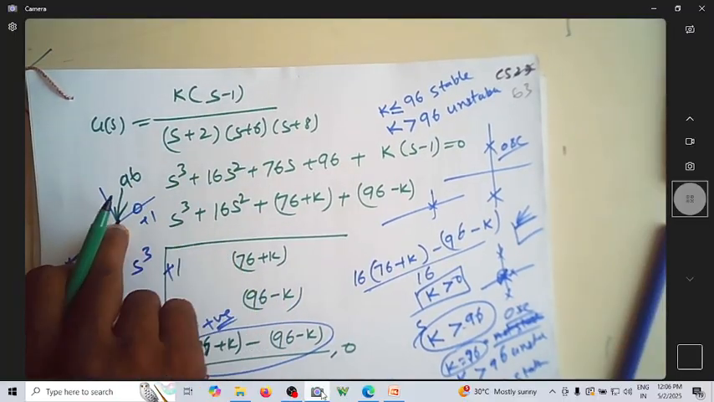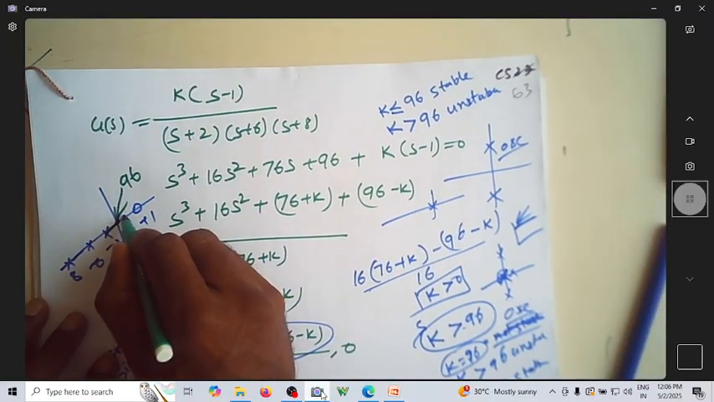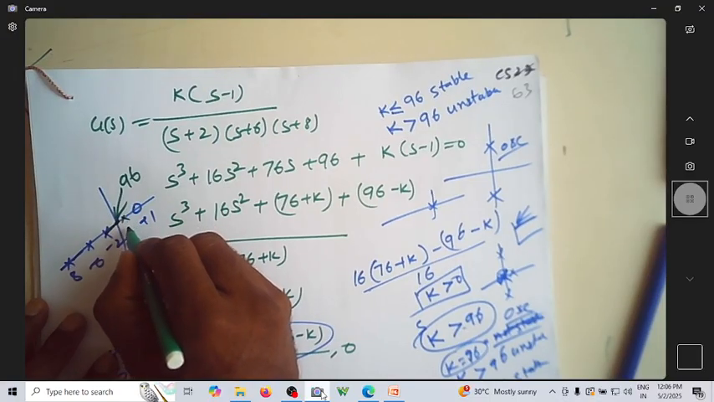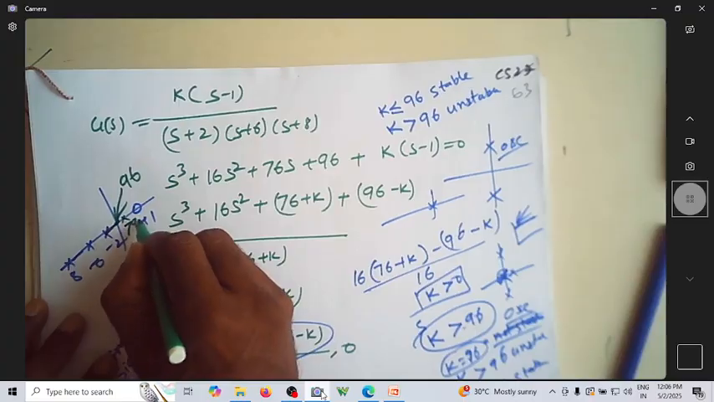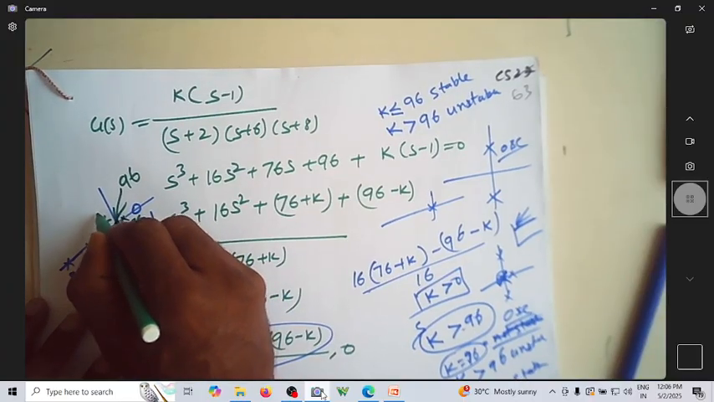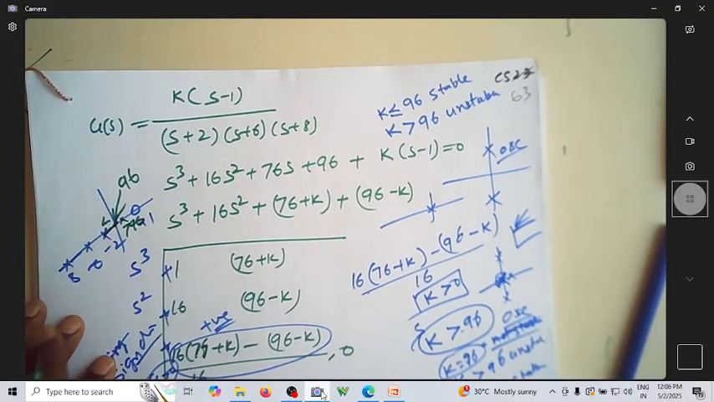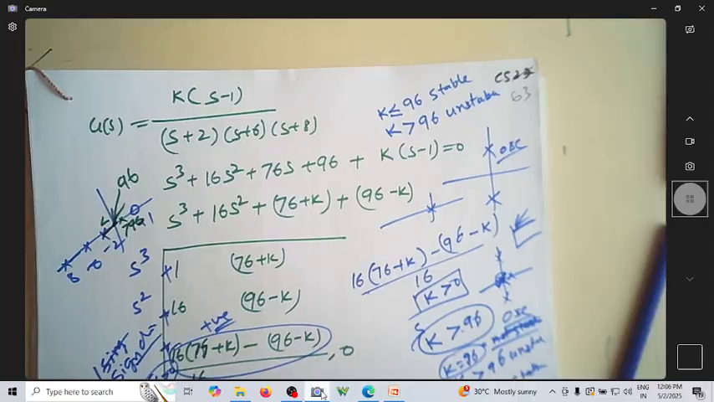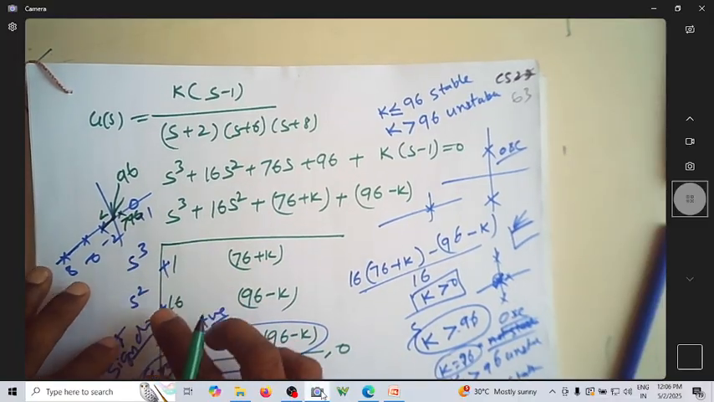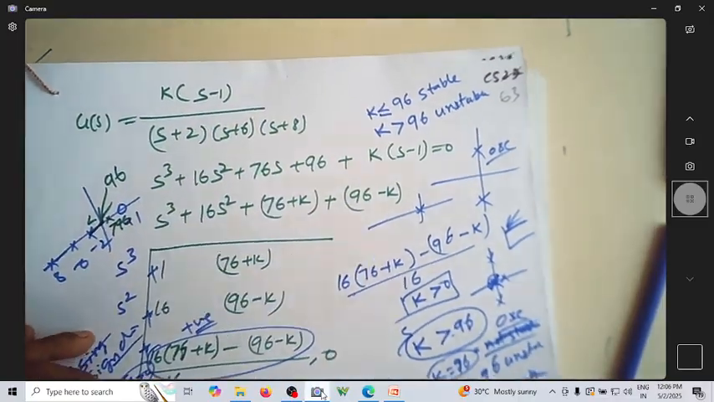So the system is still stable. If the pole comes here, then it is unstable. So this is for a value of k greater than 96. For less than 96, it's on the left hand side. But at exactly 96, it's sitting on the origin. So that's about this particular problem.